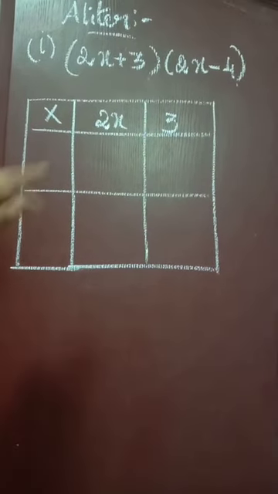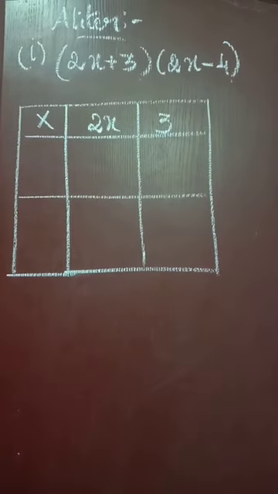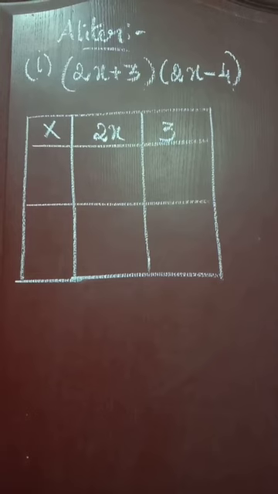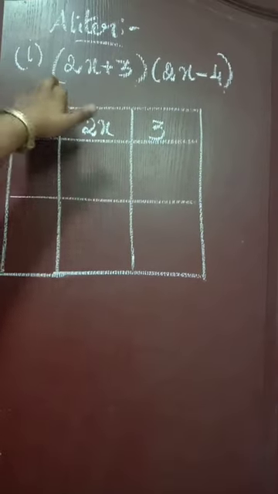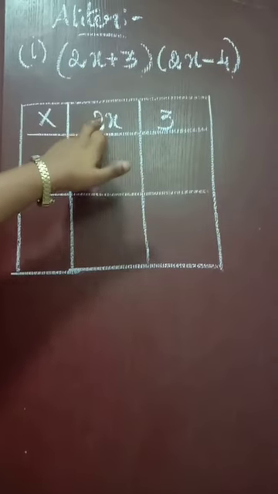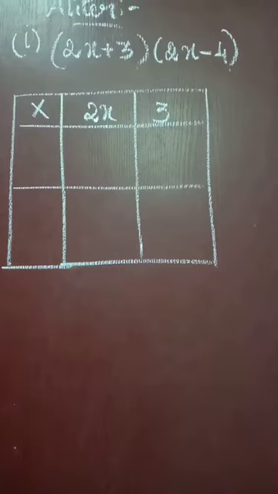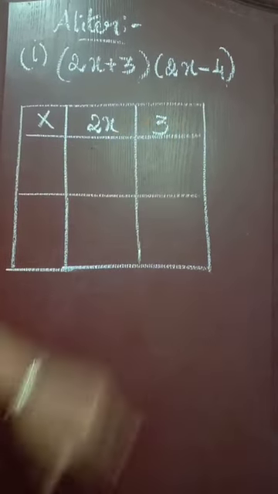Next, listen to the second bracket. What are the two terms there? The first one is 2x, the next one is minus 4. I split the two terms in the bracket. The first term is 2x, so here I put 2x. What is the next term? Next term is 3. So here I write 3.